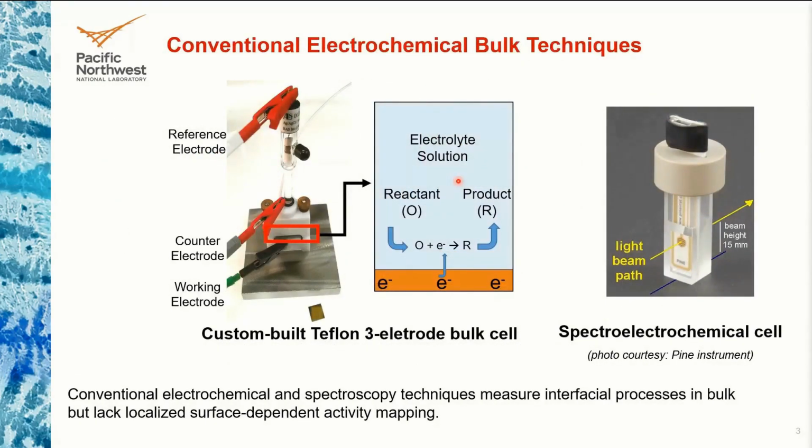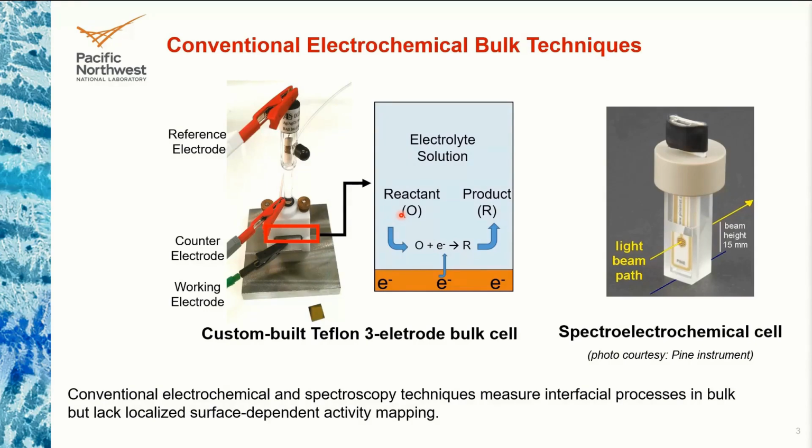So the conventional electrochemical techniques that have existed for over a century or more usually consist of something that looks like this. It has a bulk electrolyte solution, which has a reference and counter electrode, and the working electrode is your sample surface. You apply an electric field to the working electrode and monitor the reaction kinetics, where the reactant O can gain or lose an electron to form a product. These conventional electrochemical techniques have been combined with many spectroscopy techniques to understand the interfacial processes in bulk. However, most of the techniques rely on exposing the entire surface to the electrolyte solution and then monitoring the interfacial reaction at high spatial resolution. But it lacks this localized surface-dependent activity.